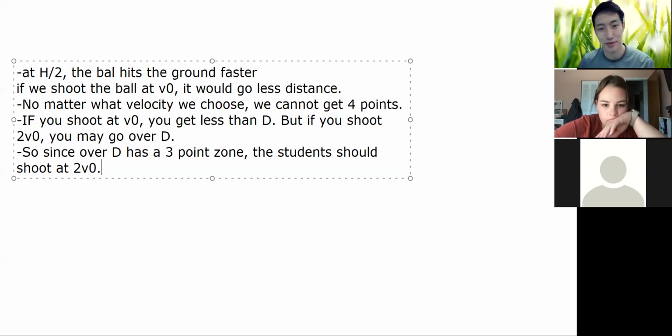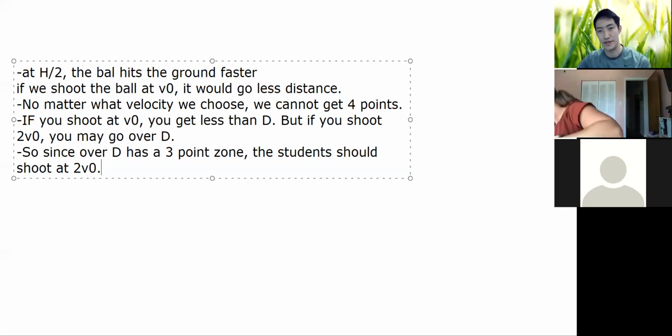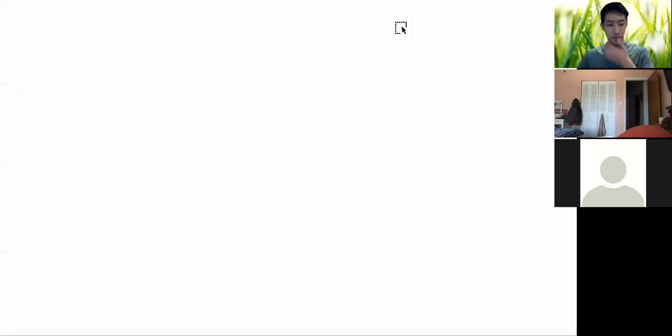Okay, there was an announcement, but it's good news. If you shoot at the original speed v naught, since it has less airtime, it'll hit the ground before d, and if you go faster, it could go beyond d. So you shoot at 2 v naught since it has the higher chance. All right, that's number 10. Do you guys have any other questions? You can feel free to type in chat if you need.